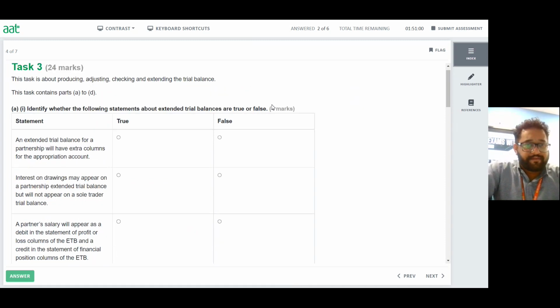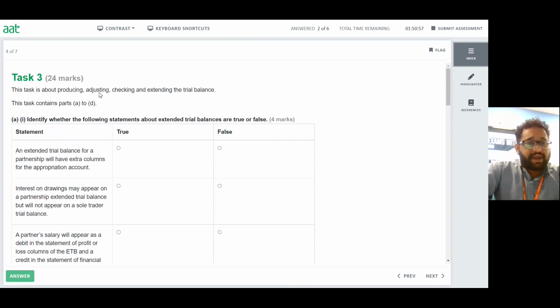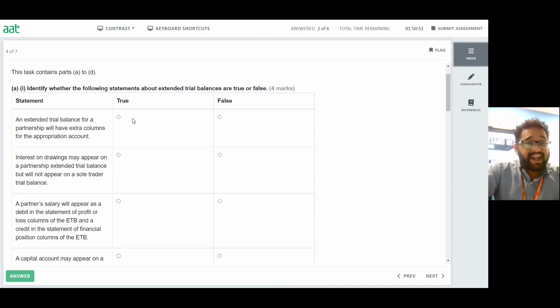So let's look at this one. This task is about producing, adjusting, checking, and extending the trial balance. 24 marks for this question, guys. So it is a very intense question. Identify whether the statements are true or false about the extended trial balance.